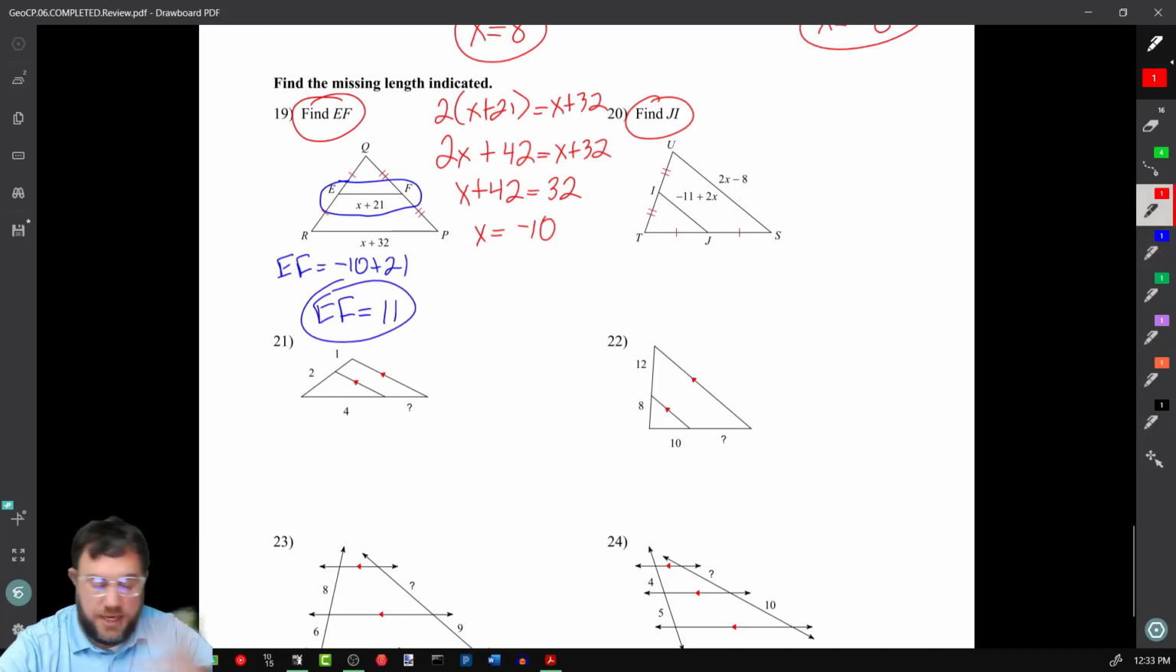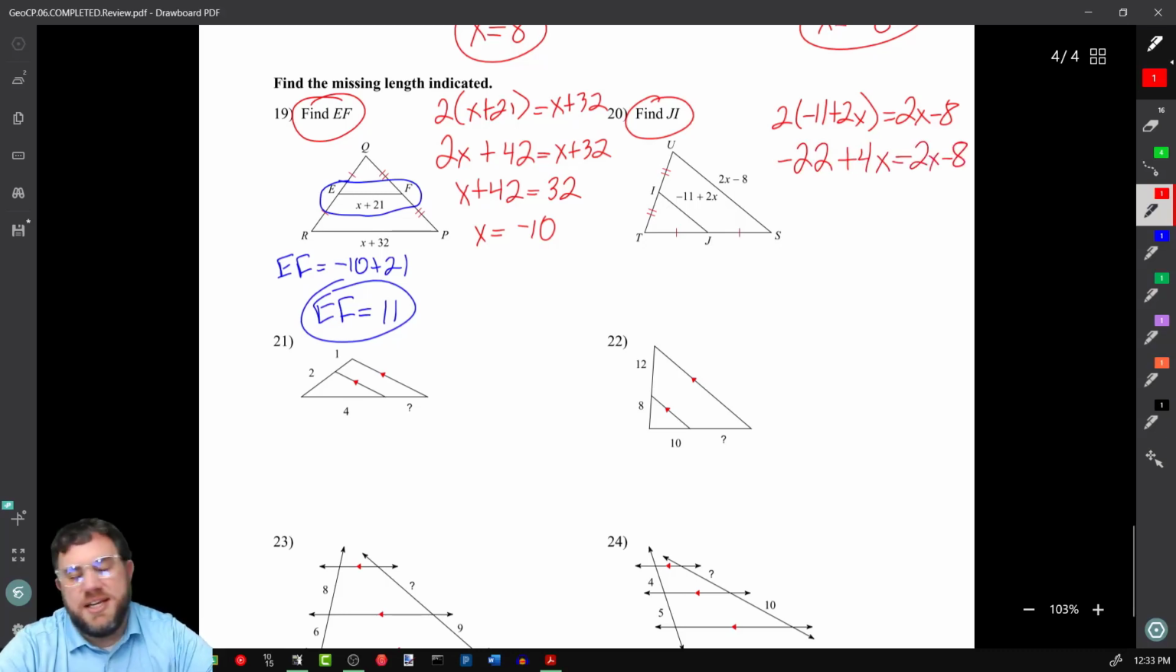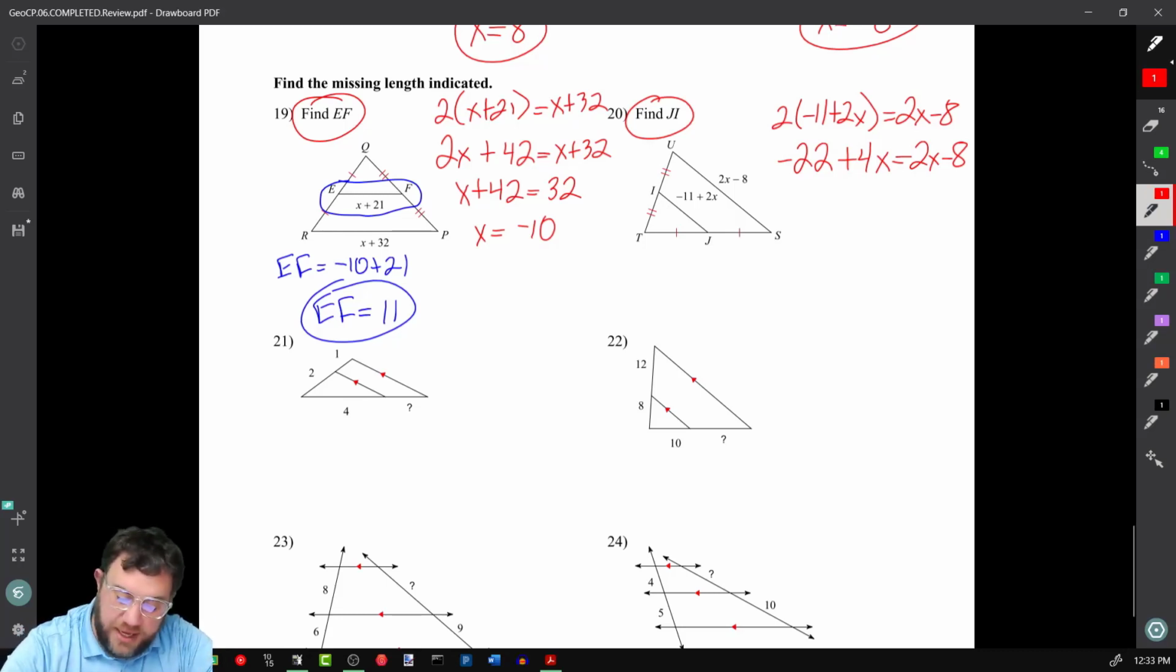Number 20, same exact thing. 2 times negative 11 plus 2x equals 2x minus 8. So that will be negative 22 plus 4x equals 2x minus 8. Now in this case, our constant came before our x term, and that's fine. It doesn't matter. If you want to rewrite that as 4x minus 22, you can, but you don't have to. That is totally up to you.